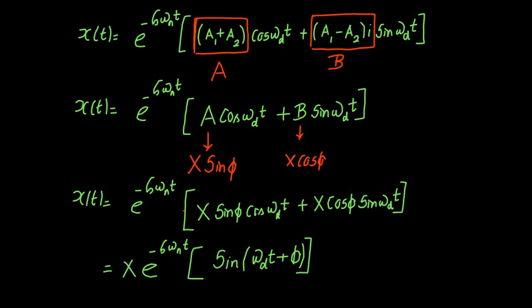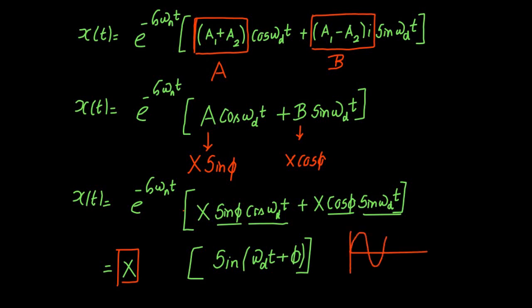Sine a plus b is sine a, which is sine omega d t, into cos b, which is cos phi, plus cos a into sine b. Now what is the interpretation? Here x is the amplitude. If you forget the e power minus psi omega n t for a minute, just imagine it doesn't exist, then mathematically the amplitude is just going to vary in a sinusoidal fashion like this. There is absolutely no problem.